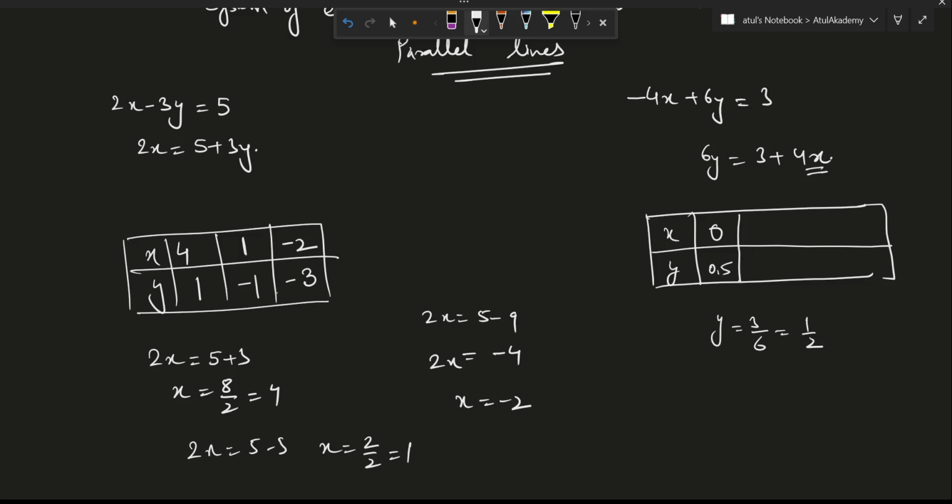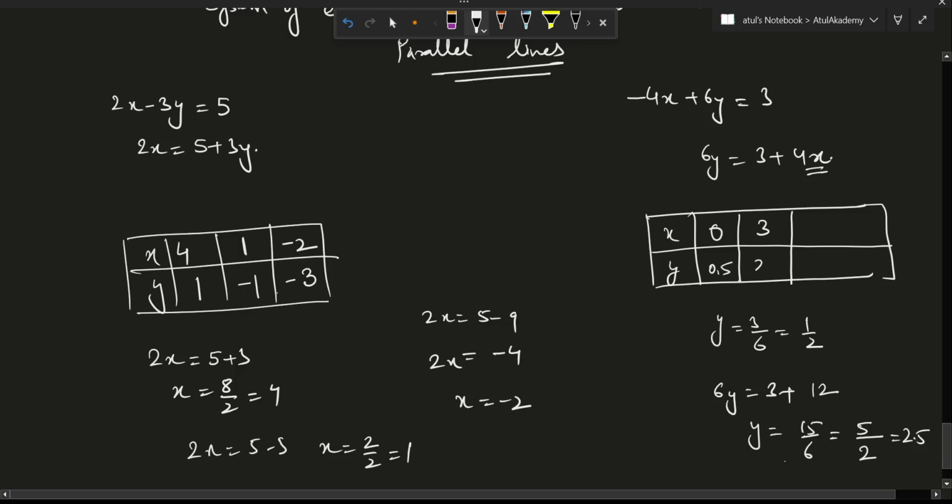If I put x as 1, that won't work. If I put it as 2, 8 plus 3 is 11, no. If I put it as 3, I think that will work. 4 into 3 is 12, yeah, 3 will work over here. So when x is 3, 6y equals 3 plus 4 into 3, that's 15. So y is 15 by 6, which is 5 by 2. That's 2.5.